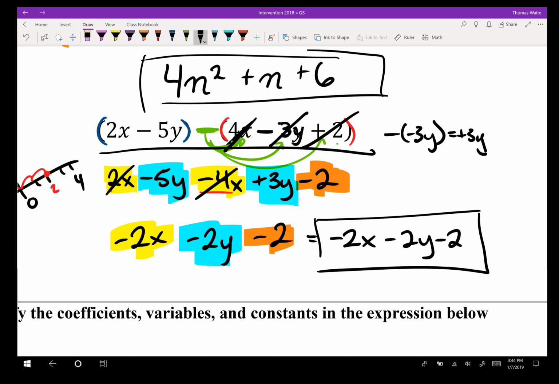All right, so that pretty much does it. We want to be able to talk about expressions, including that they're made up of terms. Each term could have a variable which has coefficients attached to it, or it could be a constant. We also want to talk about like terms and how we can combine them to make our problems simpler.